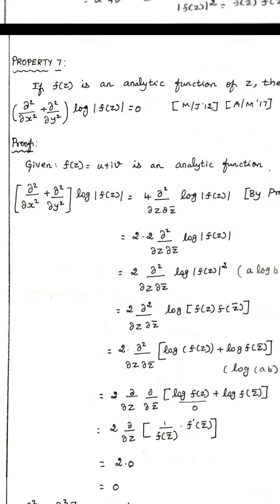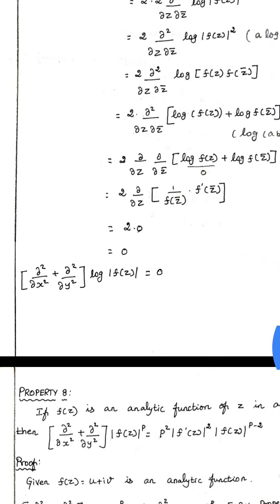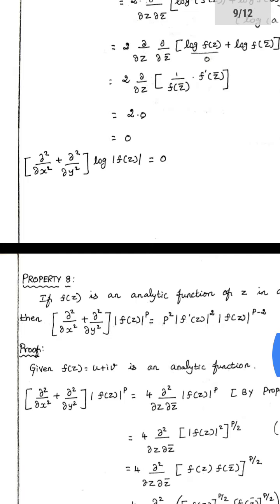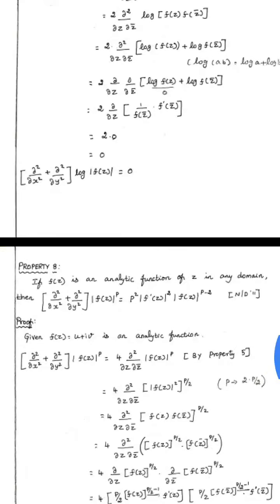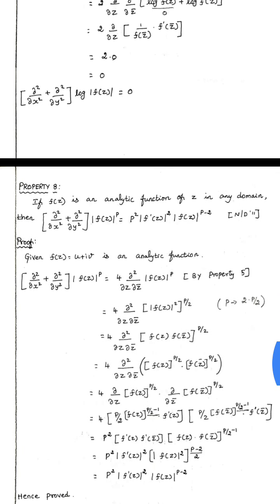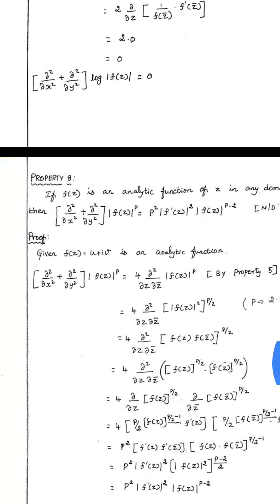Okay, ma'am. Now we will see property number 8. See, again property number 8 also depends on property number 5 only. So when these sums, that is 6, 7, 8, are asked in 8 marks, first you have to prove property number 5. Okay, ma'am. So property 8, see, property 8 is also a very important one.